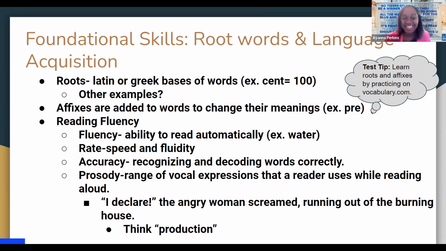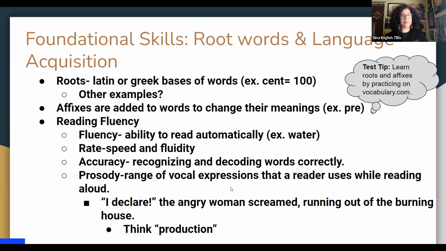So putting that additional excitement, that production into reading is something that a fluent reader is able to do. So that's something that you want to think about. Those are a lot of words, right? And there are some, yes.